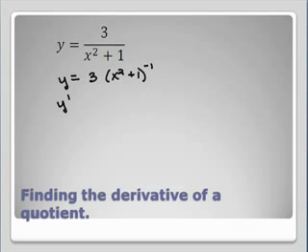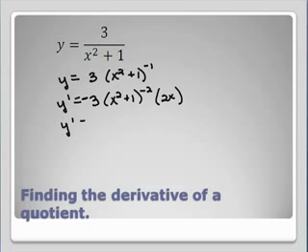So to get the derivative then, the 3 stays there, the constant multiple rule, right? I'm going to take the 3 times the -1, so that's going to give us a -3. The x squared plus 1 will be raised to 1 less power, and then we have to multiply it times the derivative of the inside function. So when we clean up, we get -6x over x squared plus 1 quantity squared.